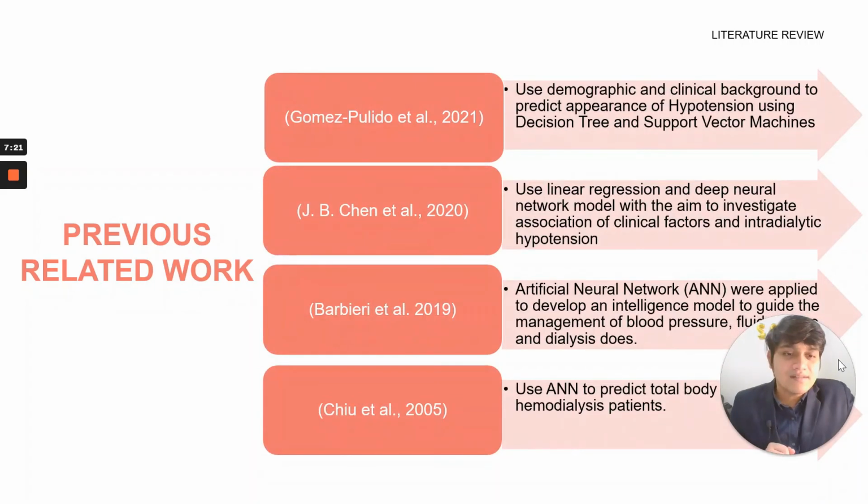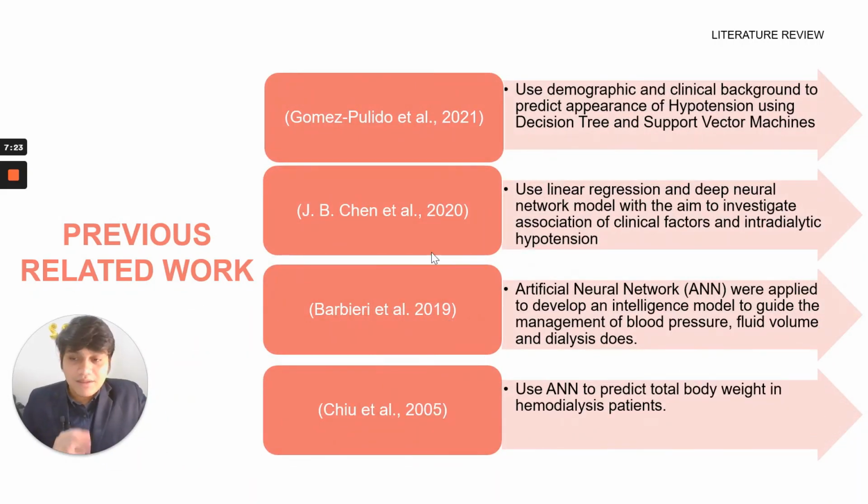These are the previous related works that have been studied by researchers. First, from Gomez-Pildo, the research team used demographic and clinical background to predict the appearance of hypotension using dosimetry and support vector machines. Minowachen and the team used linear regression and deep neural network. Barberry and the research team used ANN, and Chiu used ANN as well to predict the body weight in hemodialysis patients.